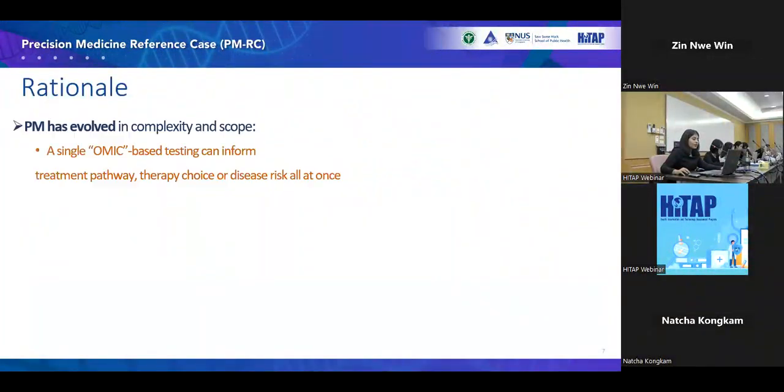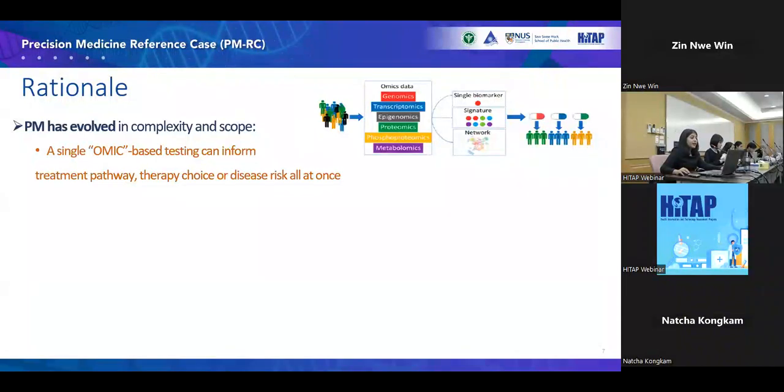Now, the rationale for this study includes several reasons. So firstly, we know that precision medicine is a fast-growing medical approach with rapid advancement leading to complexity in its scope and application. Recently, a number of precision medicine tools have started using omic-based biomarkers, including proteomics, metabolomics, and lipidomics, that estimate disease prognosis and predict the treatment response. A single omic-based technology can inform treatment pathways, therapy choices, or disease risk all at once.